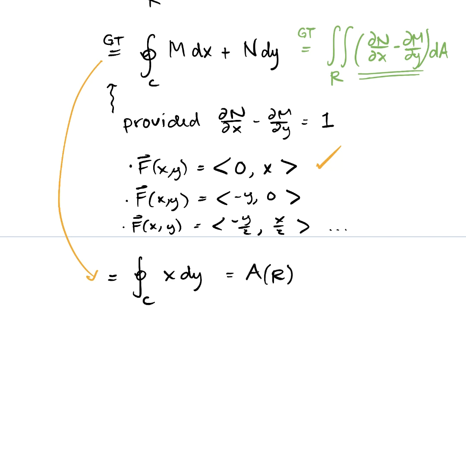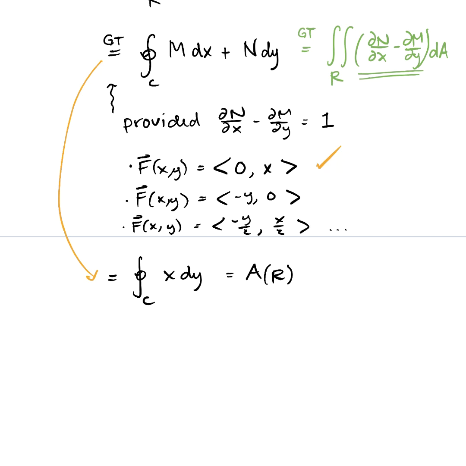If you want the area of a region R enclosed by a simple piecewise smooth closed curve C, then to figure out that area, all you have to do is the line integral x dy around the boundary.